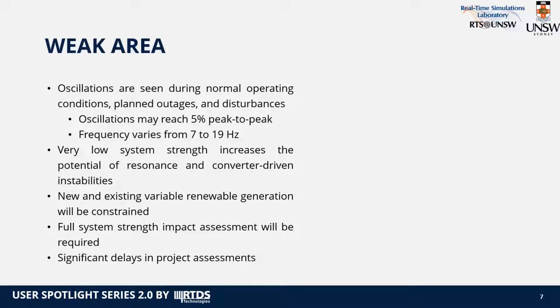the low system strength combined with several inverter-based resources in the area increases the potential of resonance and converter-driven instabilities, which may result in these oscillations. The challenges in the area have led the system operator to limit outputs of existing renewable generation plants. Moreover, there have been significant delays in new projects as they need to fully assess the impact of the new plant in the area. And once new plants are commissioned, they can also face power output constraints.